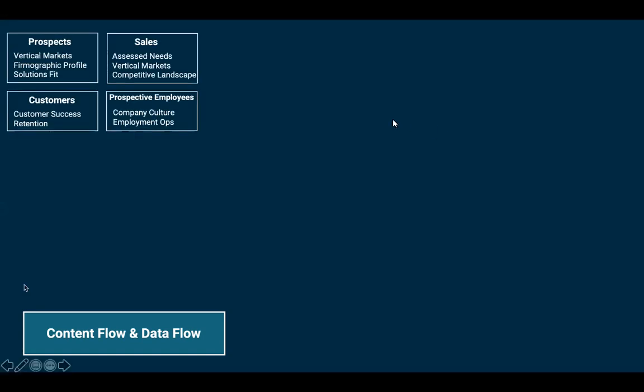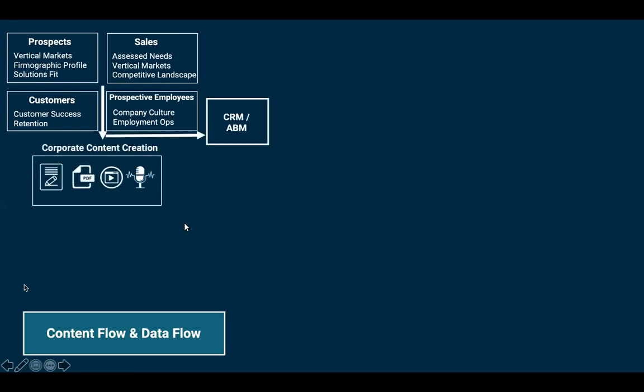So this is the Funnel Amplified content flow and data flow map to show how Funnel Amplified contributes to the data gathering that influences deals and how a company can learn from it. So these are the categories that a lot of companies will use. Maybe there's even a fifth one around products. But looking at their vertical markets, their competitive landscape, their solutions fit, firmographic profile, all of those data points that lead them to do a couple of things.